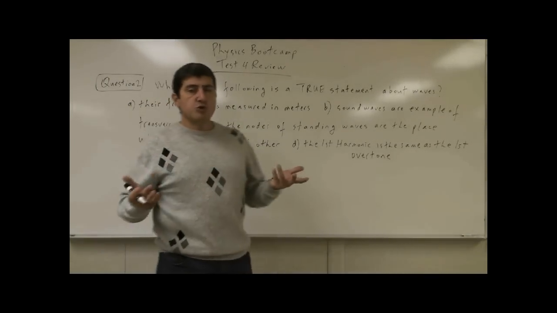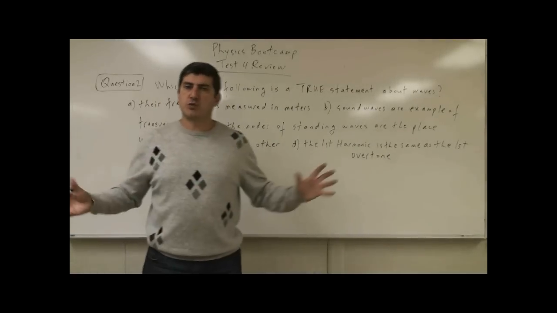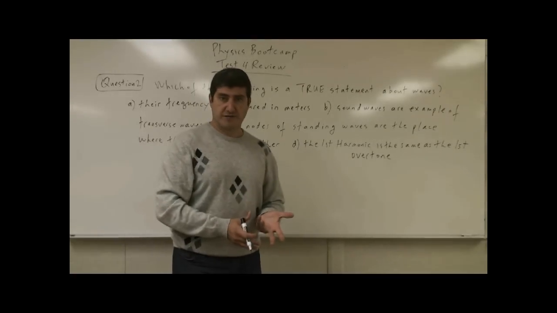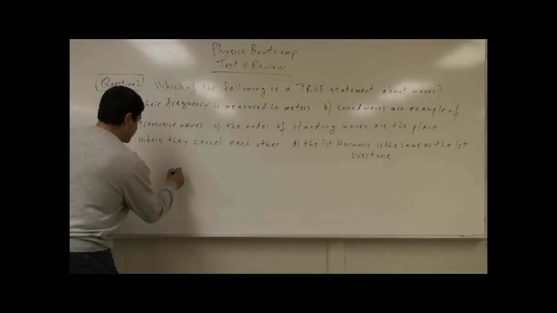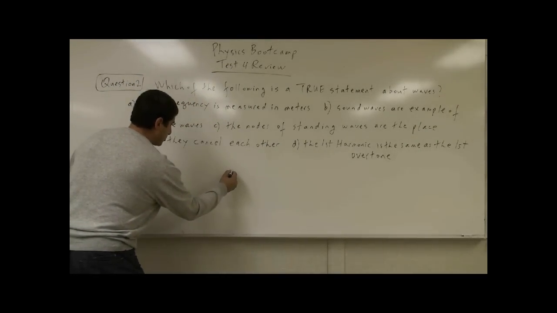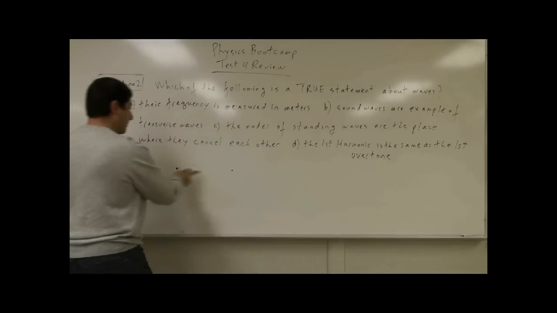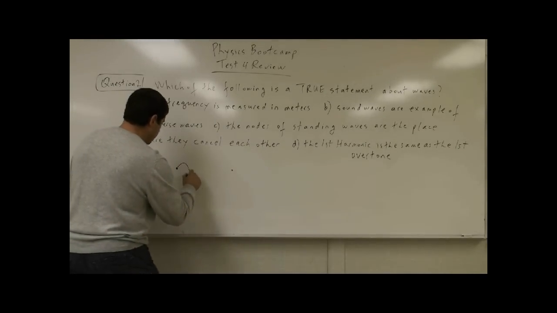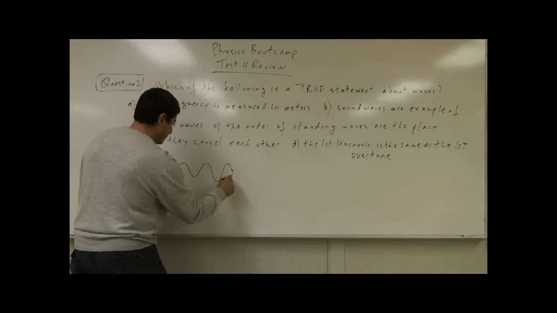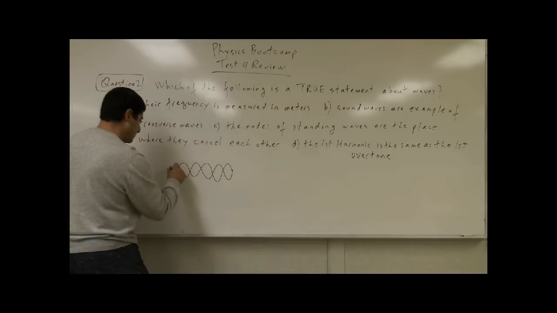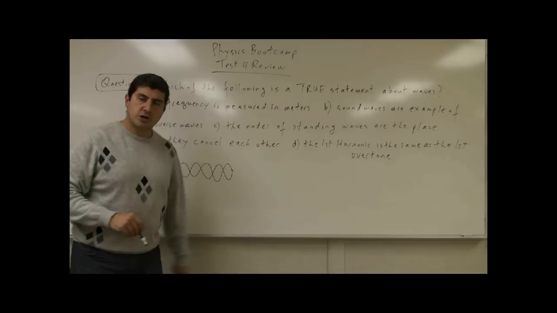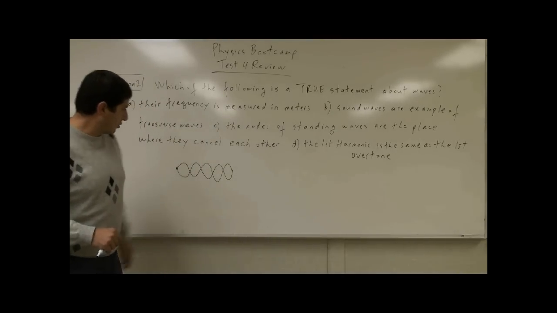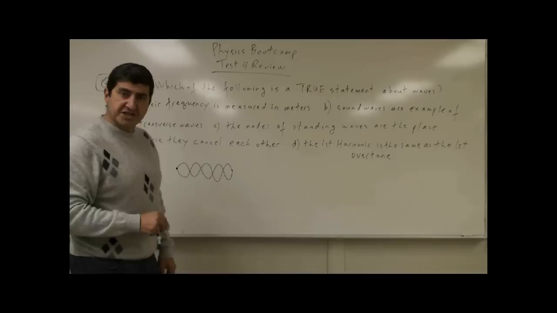C says the nodes of standing waves are the place where they cancel each other. So this has to do with when waves interact with each other. When waves interact, they can either constructively interfere or destructively interfere, right? So let's say you have a string that is tight on both sides. You get a wave going, and the wave comes back and interferes with itself. And let's say the wave looks like this. Okay? So you have different patterns developing here.